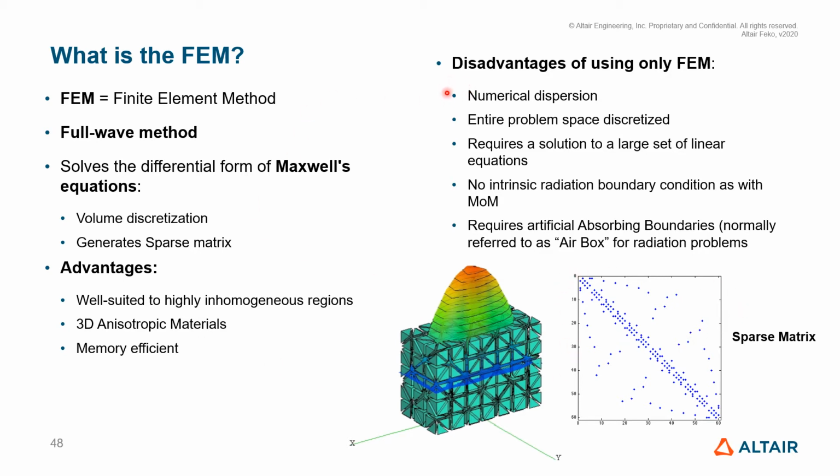Disadvantages: numerical dispersion. This is when you keep on increasing the mesh size or mesh volume or the problem space. There could be some numerical dispersion involved, which could create an error in your numerical solution. And of course, as we mentioned before, the entire problem space needs to be discretized. What that also means is that it requires a large set of linear equations. Nevertheless, it's a sparse matrix, but it can become very large. No radiation boundary condition, as we discussed before. That means it requires an air box for radiating problems.